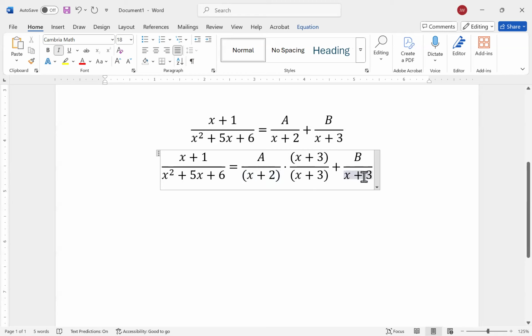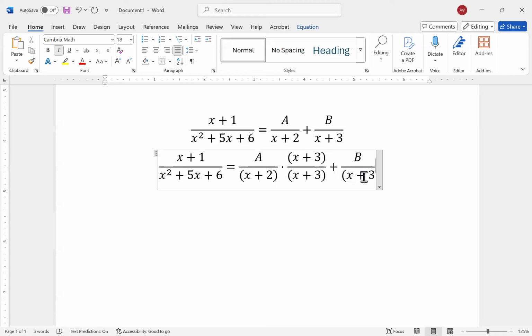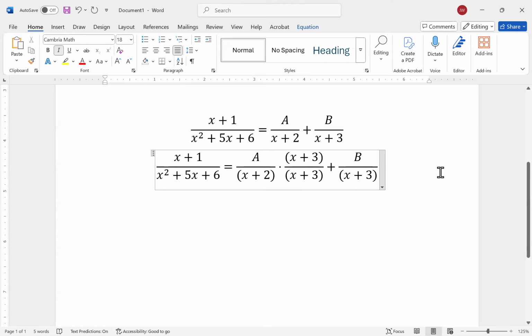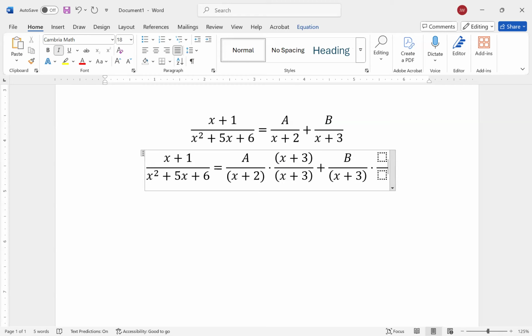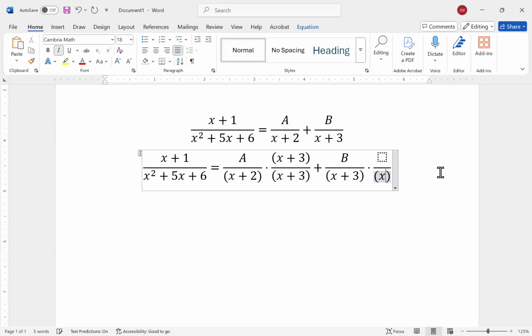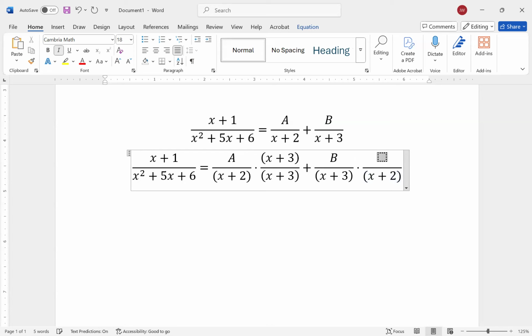I'll do the same for the second fraction, and I'd say, well, what do I need to multiply x plus 3 by to get the common denominator of x plus 2 times x plus 3? The obvious answer is that I need to multiply x plus 2 on the top and bottom to get that. Now, all of the denominators are the same after I multiply.